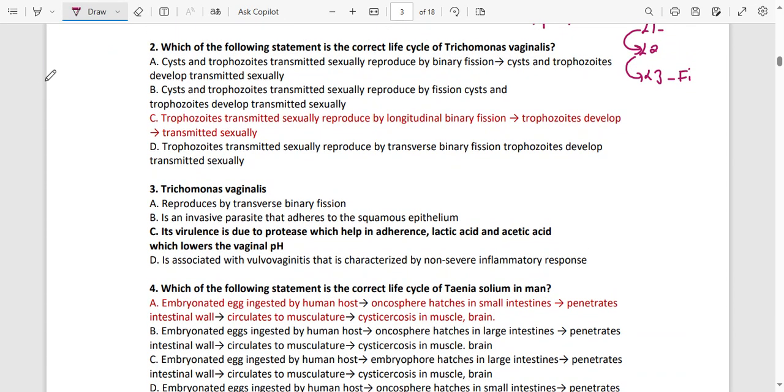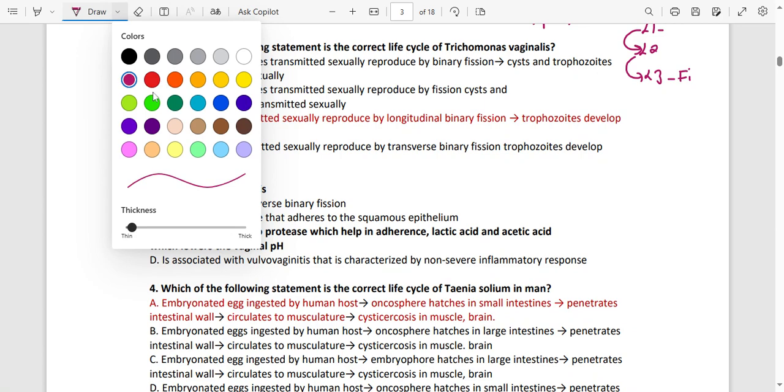Which of the following statements is the correct life cycle of Trichomonas vaginalis? Trichomonas. Okay, let's mention something about Trichomonas. The first thing that we have to know about this guy. Let's hear from anyone. Anything that you know about Trichomonas? Thank you so much. That's a basic thing that we should all know.